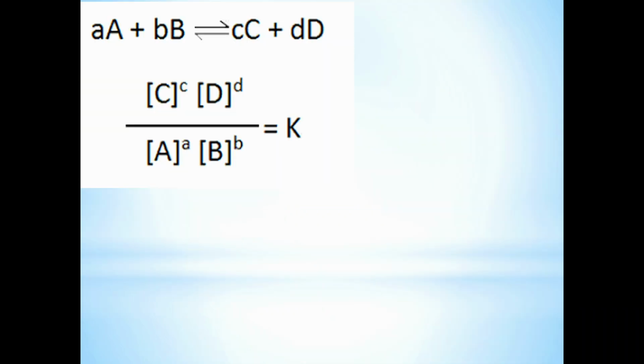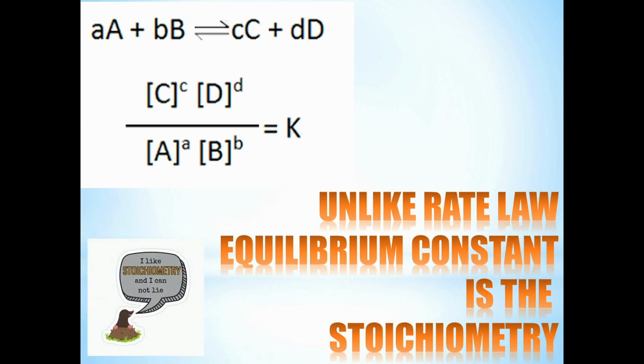Now, unlike rate constants, the equilibrium constant is stoichiometric. So if I have A moles of A plus B moles of B going to C moles of C plus D moles of D, it is products over reactants, and it is C to the C power, D to the D power, A to the A power, B to the B power. It is stoichiometric. So we don't have to sit here and try and figure out what the exponents are like you had to.